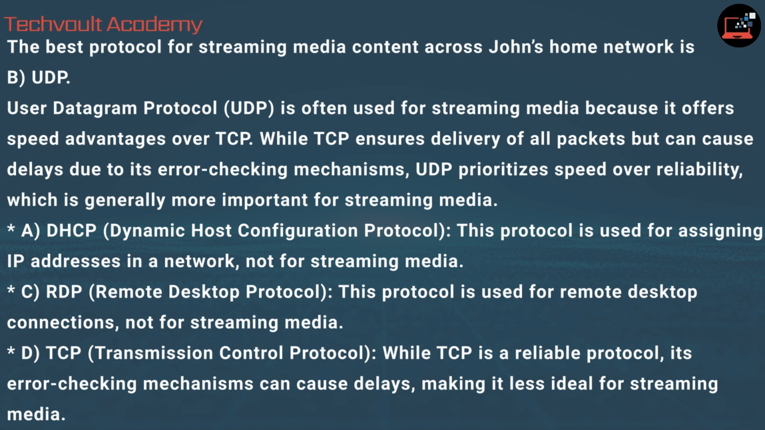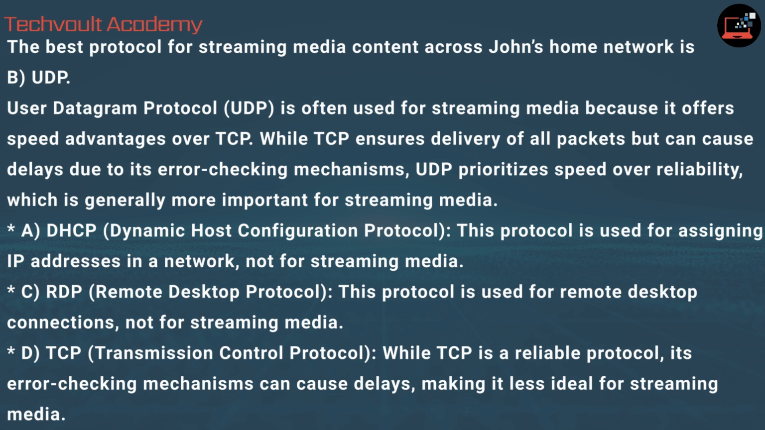The best protocol for streaming media content across John's home network is B. UDP. User Datagram Protocol, UDP, is often used for streaming media because it offers speed advantages over TCP. While TCP ensures delivery of all packets but can cause delays due to its error checking mechanisms, UDP prioritizes speed over reliability, which is generally more important for streaming media.